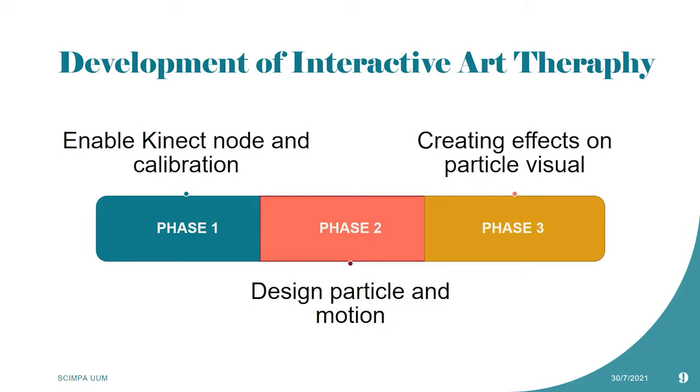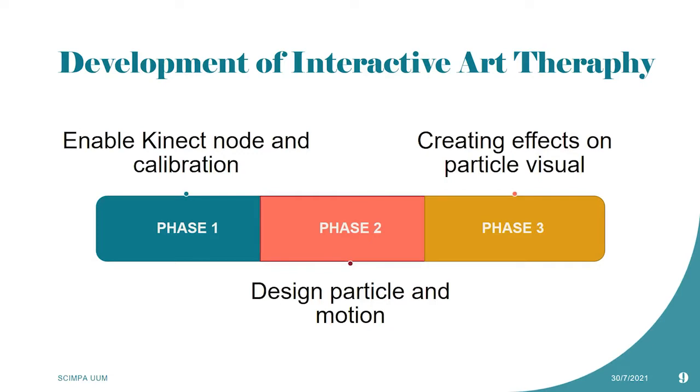In enabling the Kinect node and calibration, Microsoft Kinect needs to be calibrated, and the sensor needs to be verified to make sure it will work with the nodes that are going to be generated in this project. Based on the nodes, the design of the particle and also motion will be generated based on the nodes that we set in the Kinect sensor.